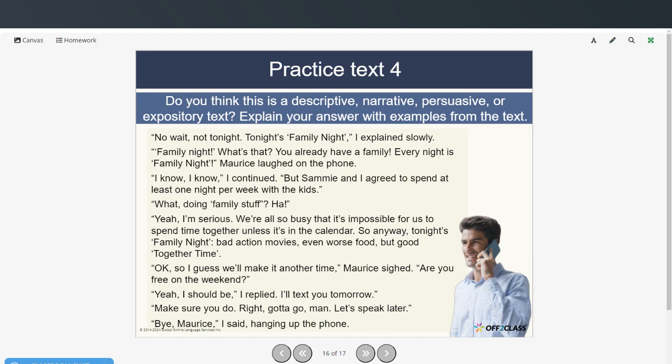No, wait, not tonight. Tonight's family night, I explained slowly. Family night? What's that? You already have a family. Every night is family night, Maurice laughed on the phone. I know, I continued, but Sammy and I agreed to spend at least one night per week with the kids. What, doing family stuff? Ha. Yeah, I'm serious. We're all so busy that it's impossible for us to spend time together unless it's in the calendar. So anyway, tonight's family night.